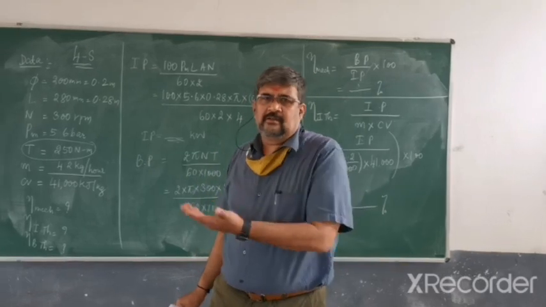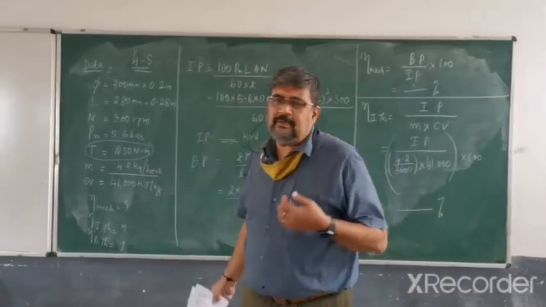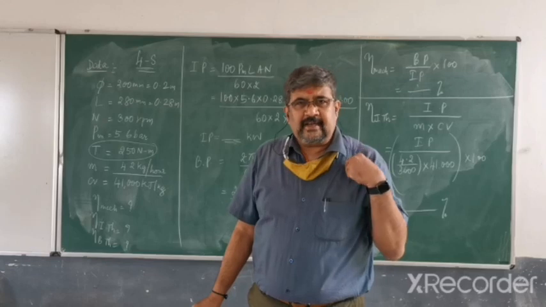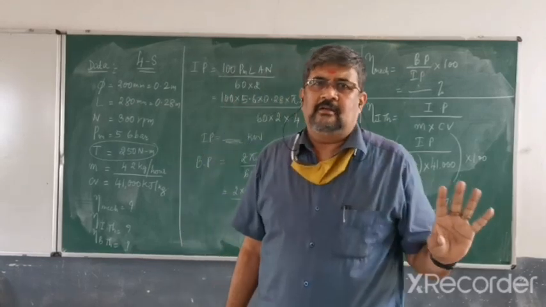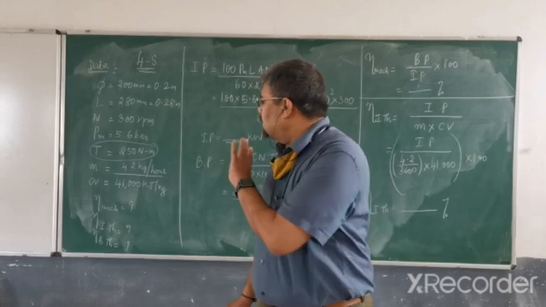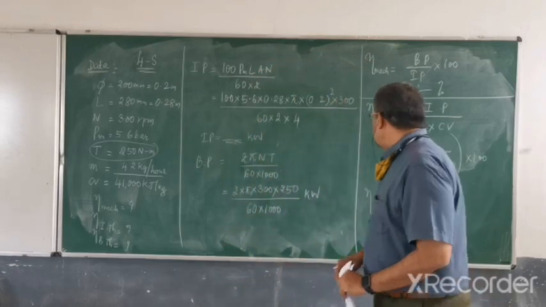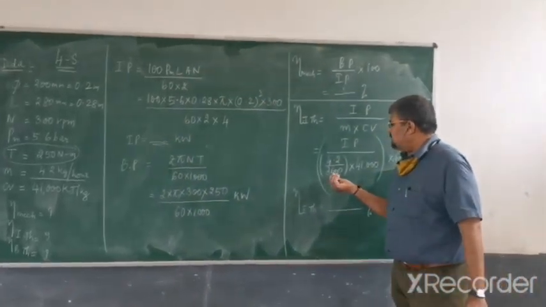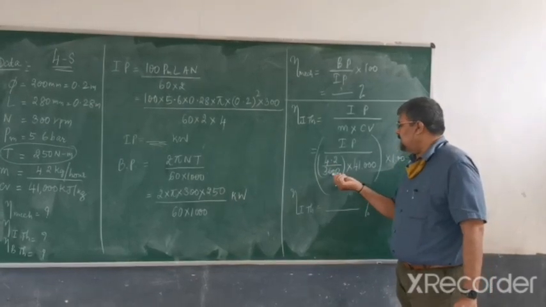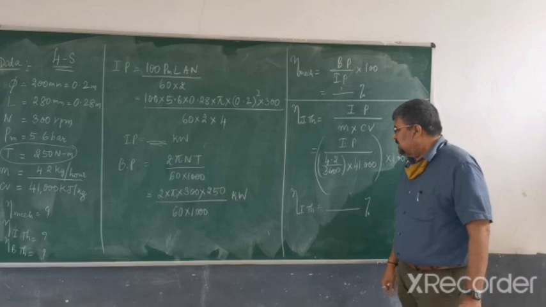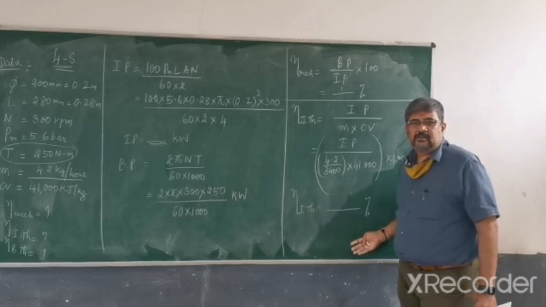As I said, in some of the problems the fuel consumed may be given in kg per second, and in some problems it is given in kg per hour. But our final aim is that the value has to be in kg per second. So in order to convert that into kg per second, I have divided 4.2 by 3600 so that I get it in kg per second. So this is the indicated thermal efficiency.